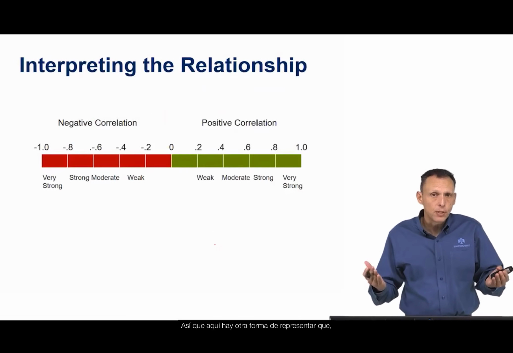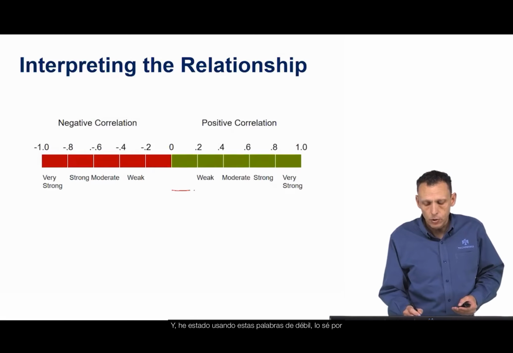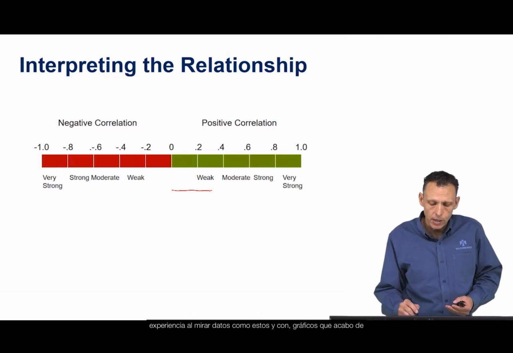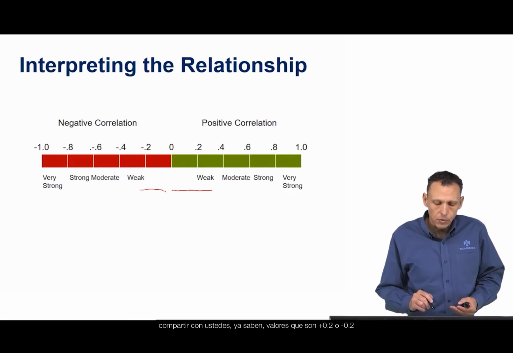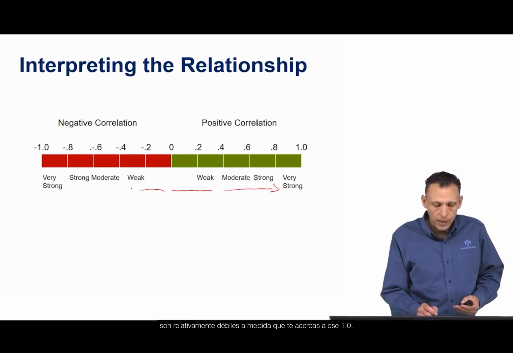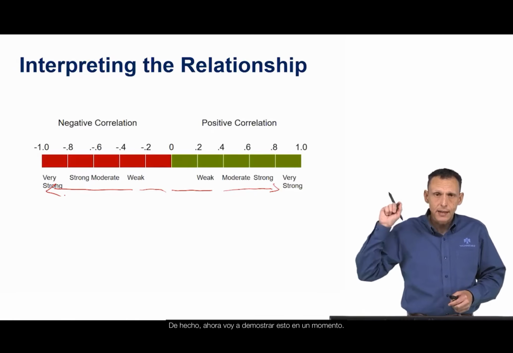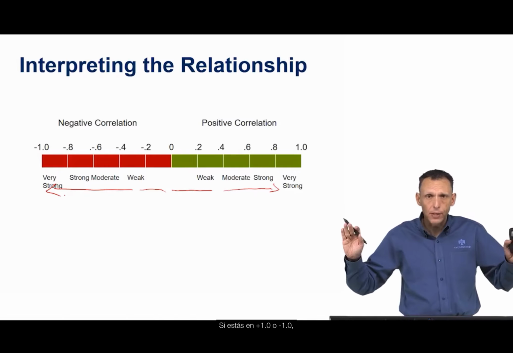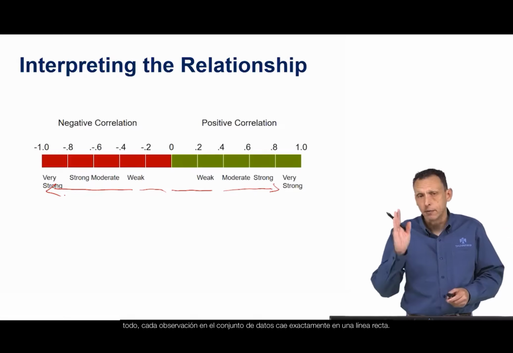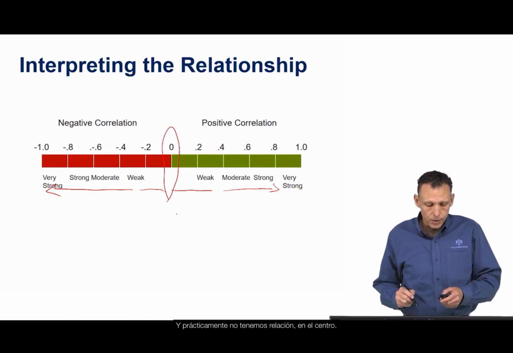So here's another way of representing that. Correlation could be positive or negative, and I've been using these words like weak. I know from experience of looking at data like these, and with charts that I've just shared with you, that values of plus or minus 0.2 are relatively weak. As you're getting up closer to 1.0, that's the maximum range. In fact, I'm going to demonstrate this in a moment. If you're at plus or minus 1.0, every single observation in the data set is falling exactly on a straight line. That's very strong. And we have virtually no relationship in the center.